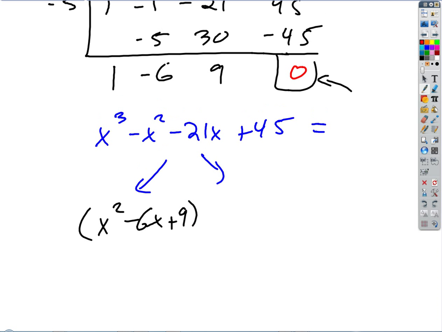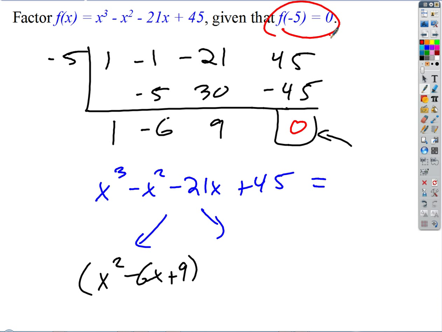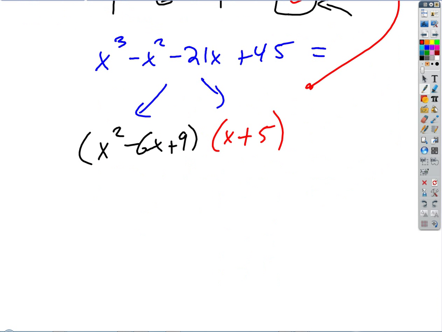And then the other one comes from here. If -5 is the 0, then x minus -5 is the factor, right? X plus 5 is the factor that goes with that. So look, I factored it. And now it's easy. Now I've got a linear one, and I'm down to the point where this is quadratic. And so that's either going to factor easily or it's not going to factor. Right?